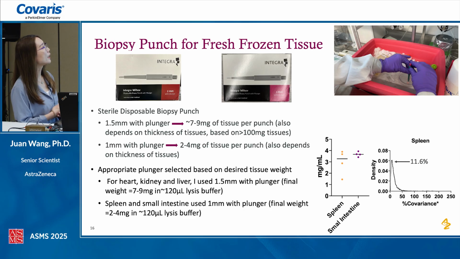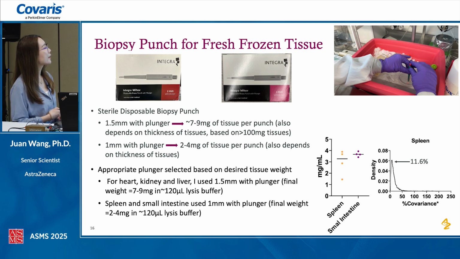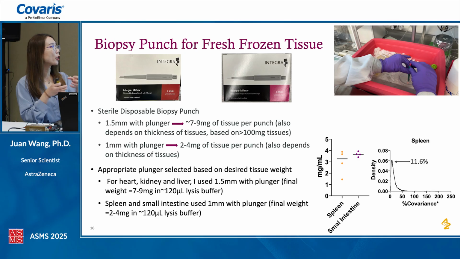This is from Integra. It has biopsy punches of different diameters, from 1 millimeter to 3 millimeters. I tested 1.5 and 1 millimeter, and also tested 2, but I won't talk about the 2 because it's out of the range here. I used the 1 millimeter with plungers, which gave us about 7 to 9 milligrams of tissue per punch. It also depends on the thickness of the bulk tissue that the project team gave us.